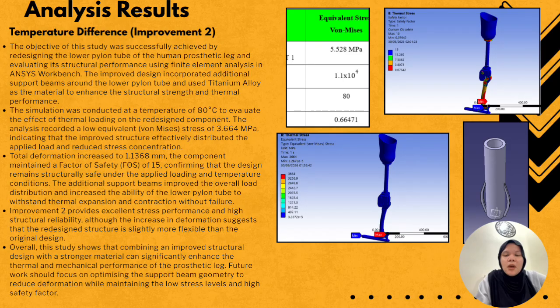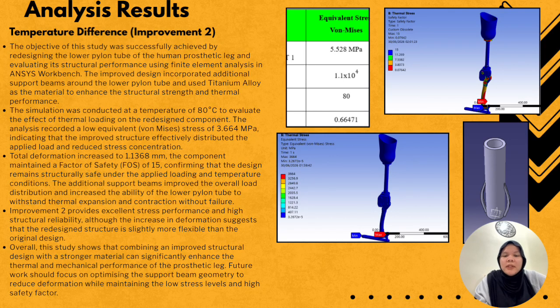so that the effect of the new design and material could be evaluated fairly. Based on the results shown in Table 3, the equivalent stress is 3.664 megapascal, which is much lower than the original design. This indicates that the added support beam successfully reduced the stress by distributing the load more effectively throughout the structure. The total deformation is 1.1368 mm, although it is the highest deformation among the improved designs. It is still relatively small and remains within a safe operating range. This suggests that the structure is slightly more flexible while still maintaining its strength.